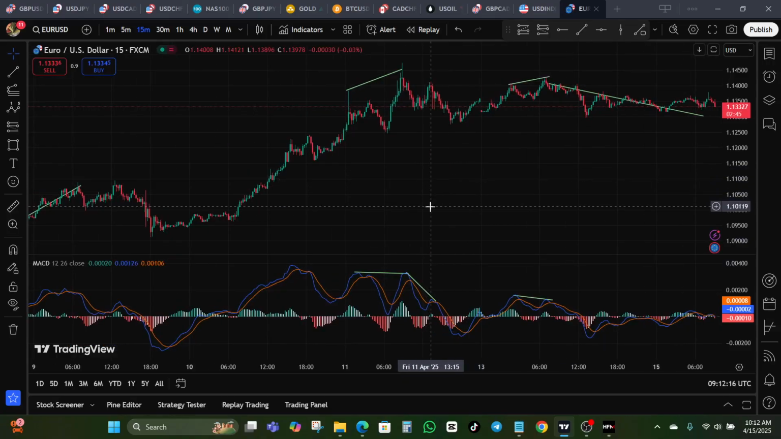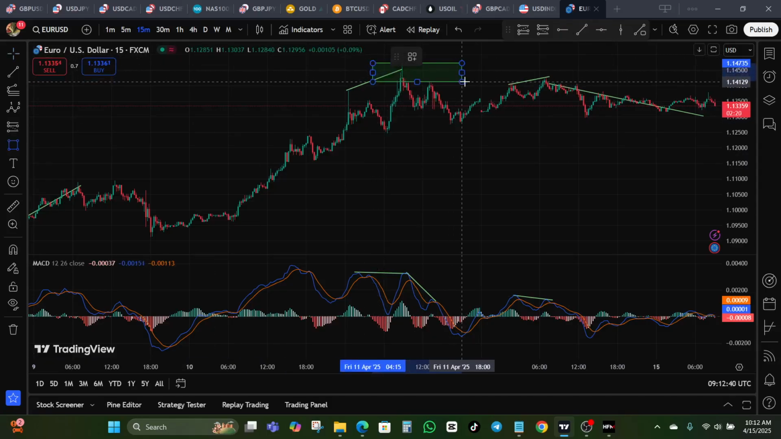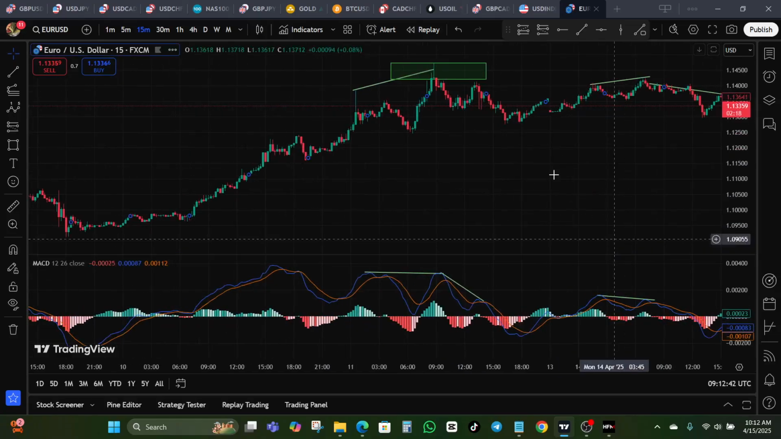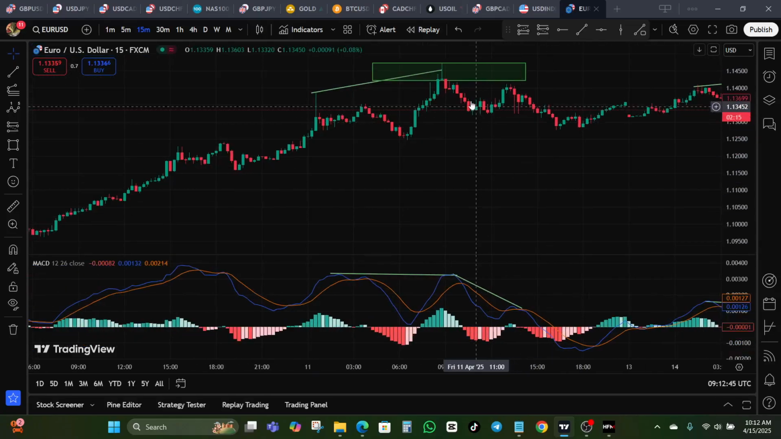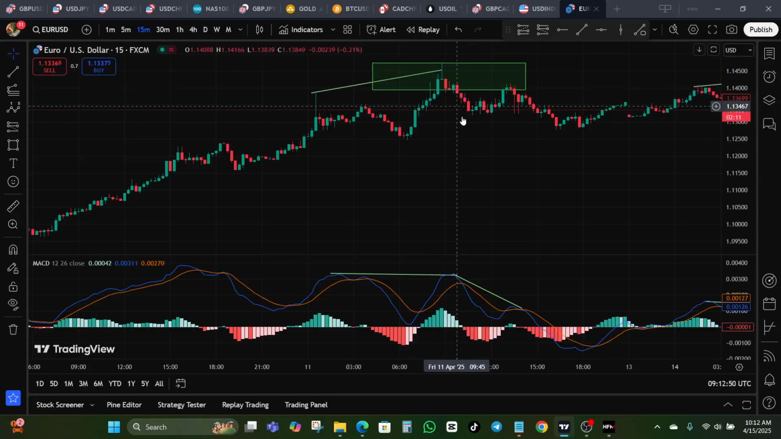Once you've identified MACD double divergence, don't jump in blindly. You have to wait for price action to confirm. You look for rejection at a key support or resistance zone. In this particular area, we actually had a rejection candle. You can see this rejection wick, which formed a shooting star candlestick pattern.